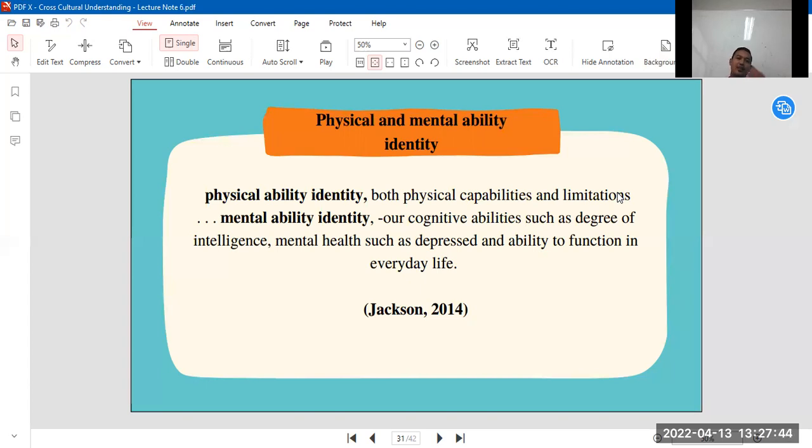Throughout our life, we may strive to overcome multiple dimensions of physical ability, especially as we age. Some people are temporarily disabled, like a broken leg or jaw, while others are born with disabilities. And we also have the mental abilities identity that is linked to our cognitive abilities, let's say the degree of intelligence or even mental health, stable, depressed, and so on and so forth.